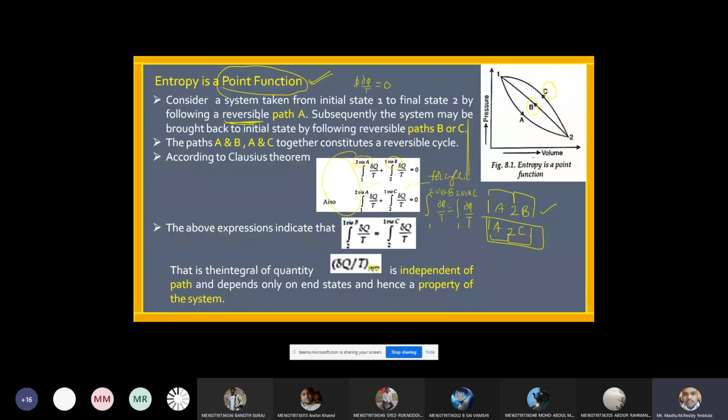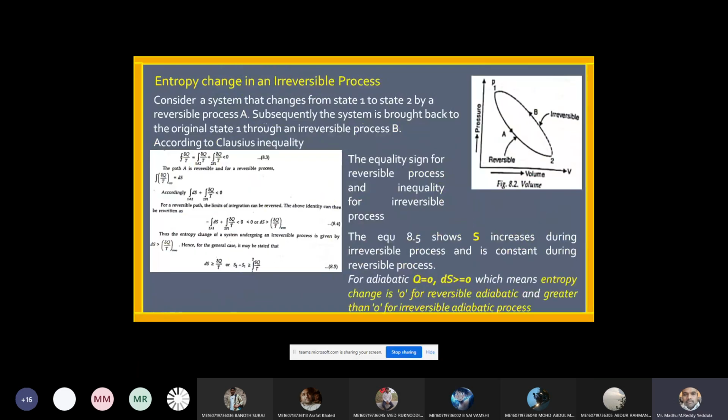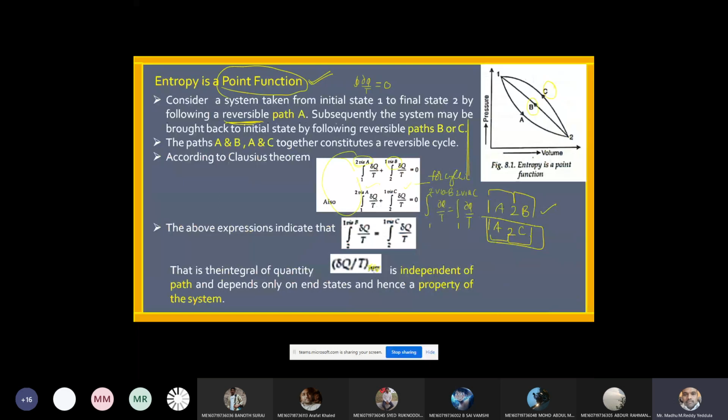Is this derivation clear? Please tell me. So what are we going to prove over here? Yes, sir. So 2 to 1 via B or 2 to 1 via C, there is no change in the state of the system. Means the entropy is independent of the path followed, whether it is following 2B1 or 2C1. It depends only on the end states. That's why we call it a property of the system, or a point function. That is for a reversible process.